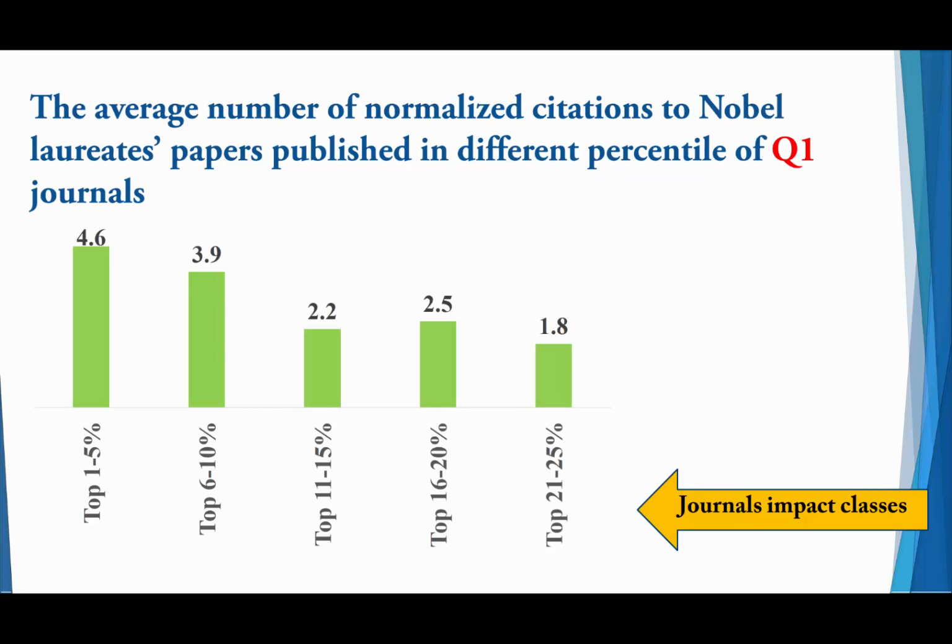The number of normalized citations per paper for those papers of the Nobel Prize winners published in the top 1 to 5% journals is 4.6, which means that they are 360% more cited than the global average, while the same number for those papers of the Nobel Prize winners published in the top 21 to 25% journals is 80%.